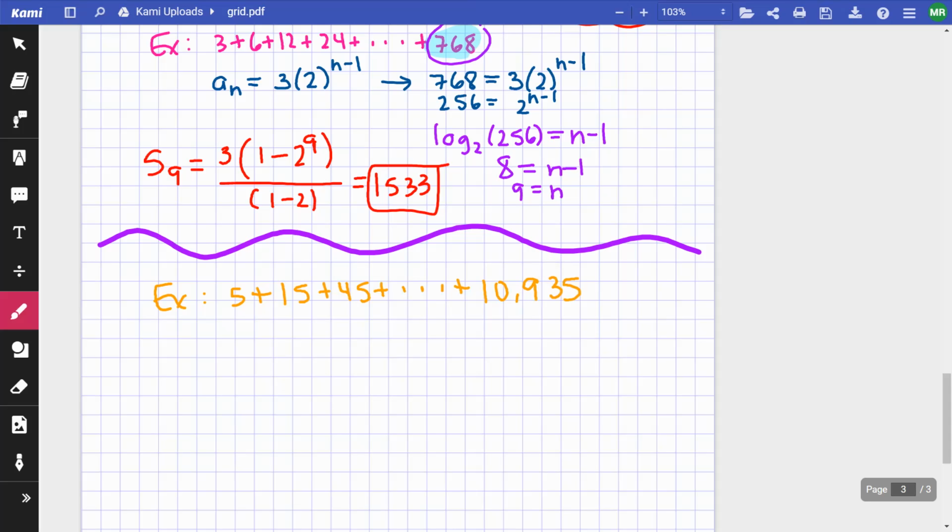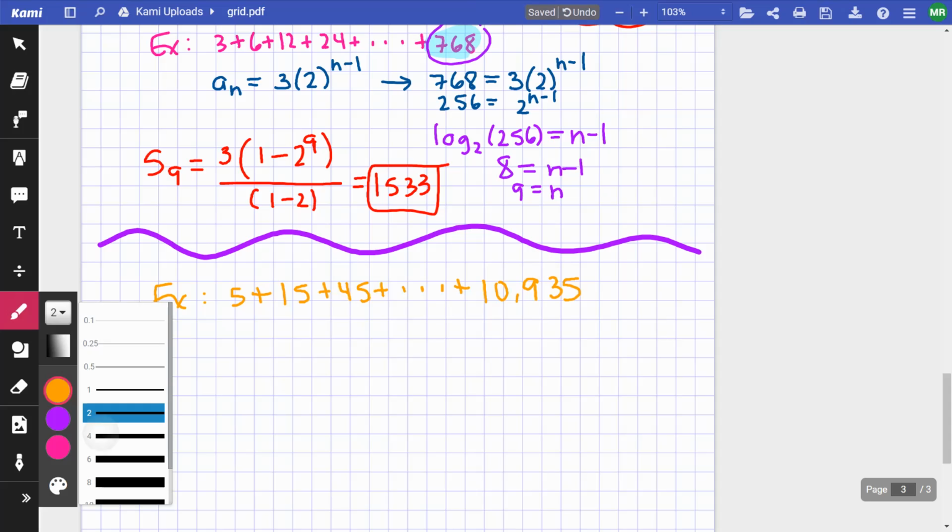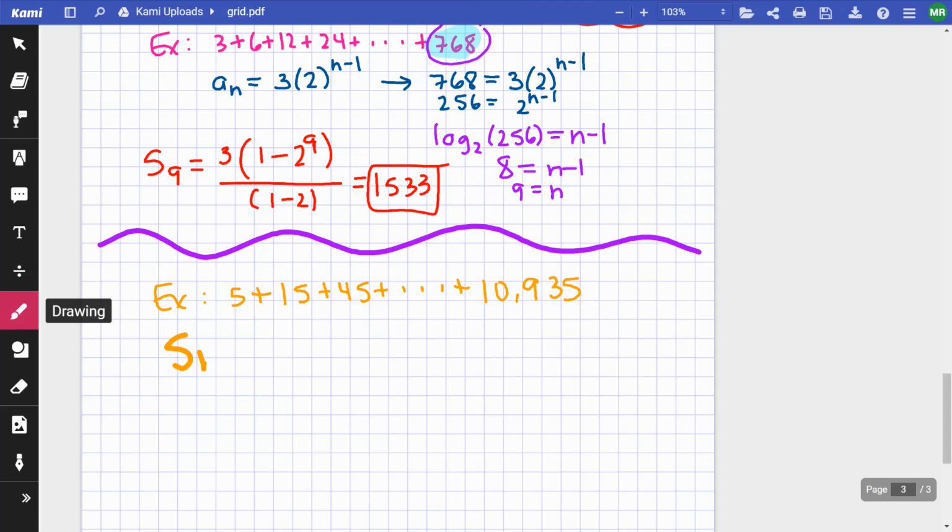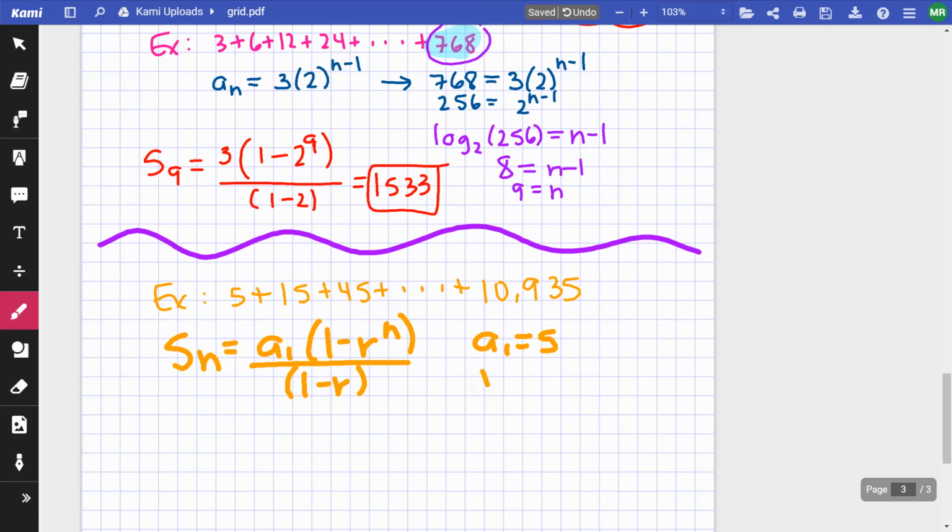10,935. Now, again, we know our A1, because remember for this, we need this formula. S sub n is equal to A1 times 1 minus r to the power n, close your parenthesis, all over 1 minus r. And I'm going to put that in parentheses. That's what we need. So I know my A1 is 5. I know my r is 3 because that's what I'm multiplying by. I need to find my n. That's what I need to find.